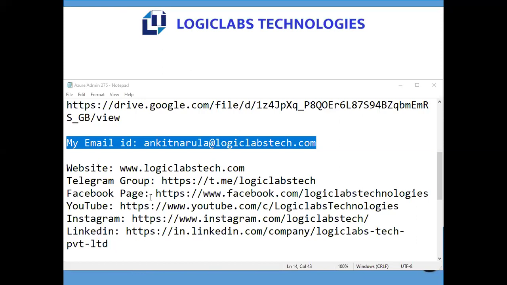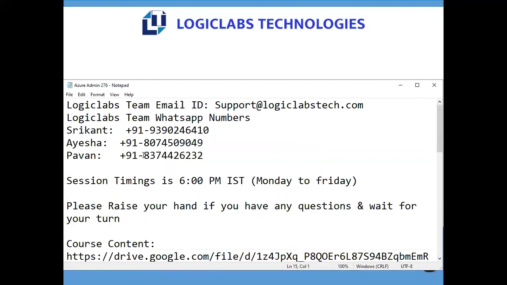I have shared my email ID in the chat box, but I have one request. Whenever you email me, please always mention your batch number in the email, not in the subject. For this particular batch, the number is 276. Always mention the batch number whenever you email me.